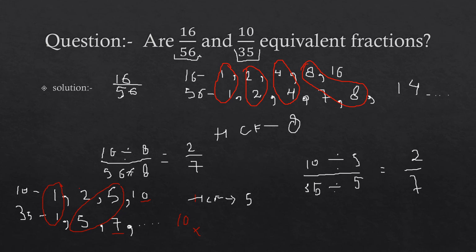Hence you can see that when both the given fractions, 16 by 56 and 10 by 35, are reduced, they give us 2 by 7. So 2 by 7 is equal to 2 by 7. Hence we have got 16 by 56 is equal to 10 by 35. How? Because when we reduce both fractions, we get the same fraction, 2 by 7. Hence they are equivalent fractions. This is how we solve this type of question.